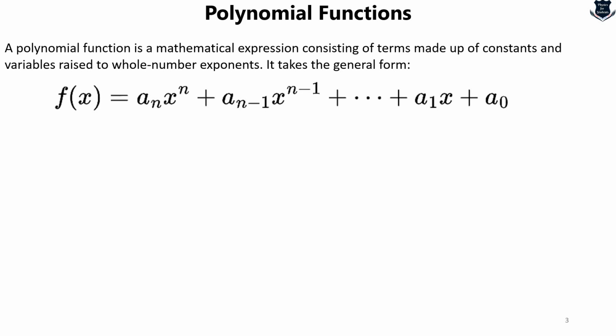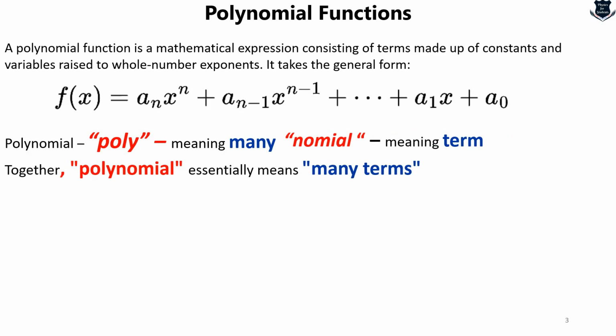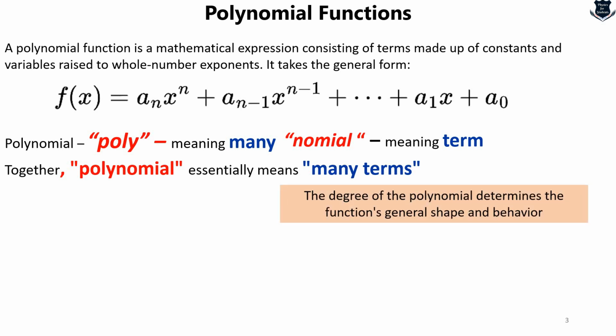But first, when we understand any term or any mathematical concept, we understand by its definition. So what do we mean by poly? It is taken from the Greek word poly, which means many, and nomial, which means term. Together it says many terms. And as you can see in the expression, it actually consists of many terms. So we can say that the degree of the polynomial, or the power which has been raised to, actually determines the function's general shape and behavior.